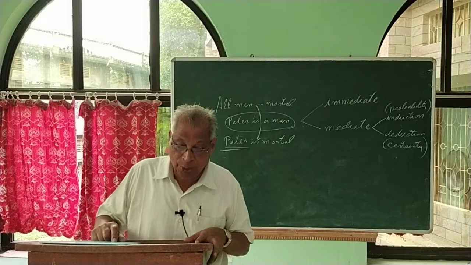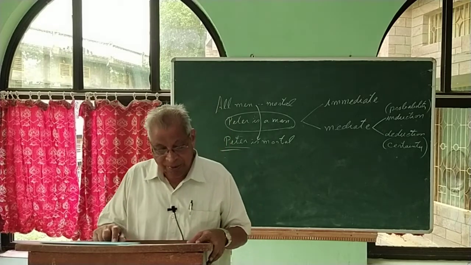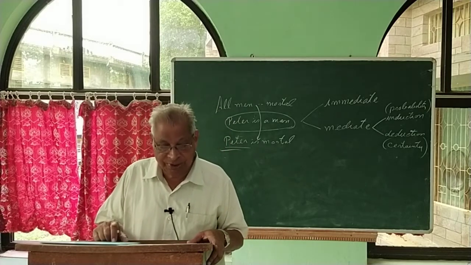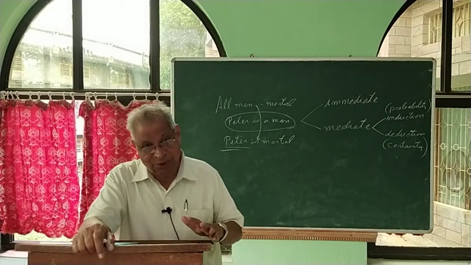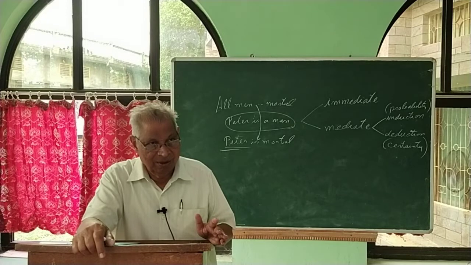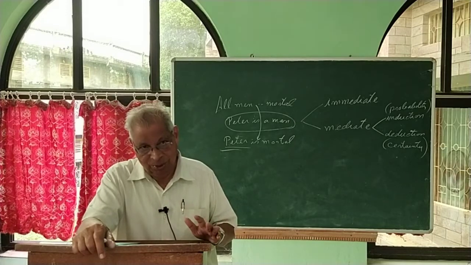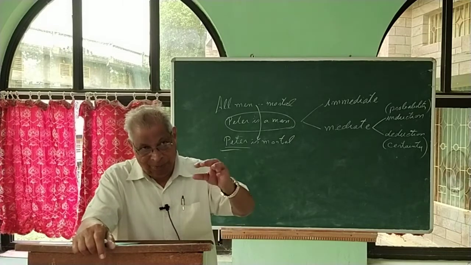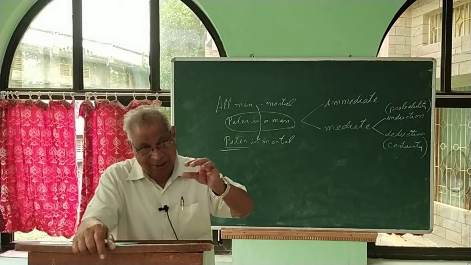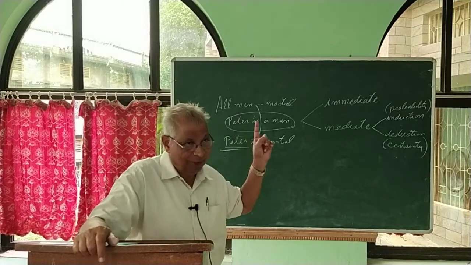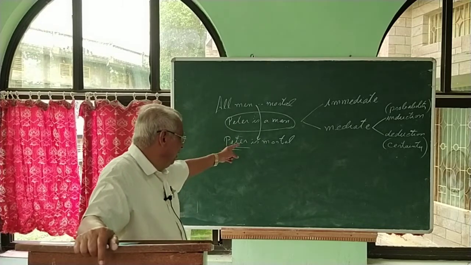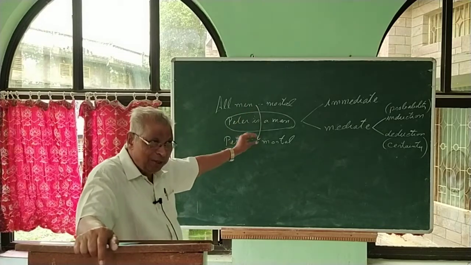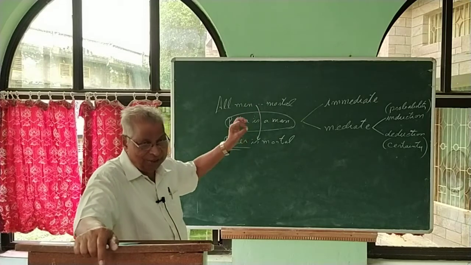But before going into the various rules of categorical syllogism, we are just noting that we use arguments everywhere. But then it may not follow the strict syllogistic style as we have here. Here it is very clear. All men are mortal. Peter is man. Peter is mortal. It is very strictly syllogistic style.